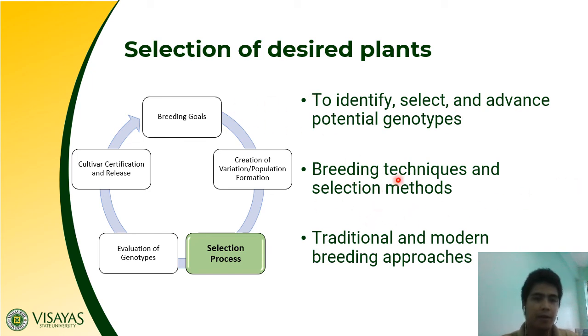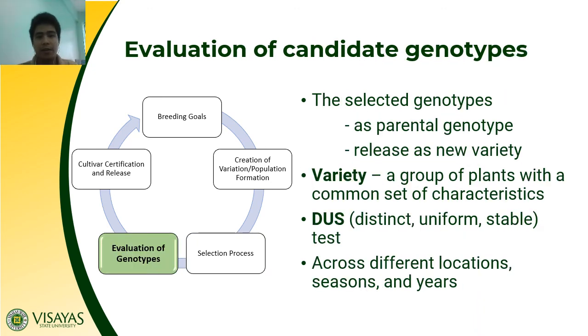So again, the third step in plant breeding is the selection process, mainly to identify, select, and advance potential genotypes, which will be evaluated in a couple of years, seasons, and locations, which will be in the fourth step in plant breeding. So here, your superior genotype selected during the several generations of selection may be used as parent in your breeding program or may be released as a new variety.